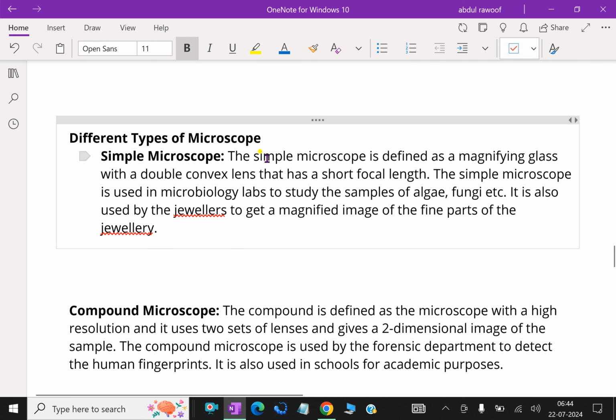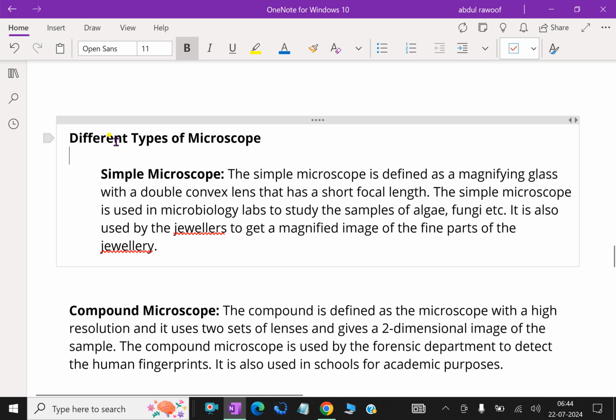First is a simple microscope. The simple microscope is defined as a magnifying glass with a double convex lens that has a short focal length. The simple microscope is used in microbiology labs to study the samples of algae, fungi, etc. It is also used by the jewelers to get a magnified image of the fine parts of the jewelry.